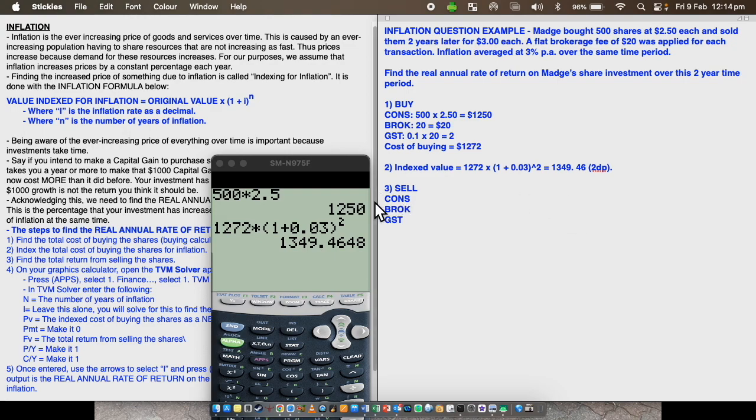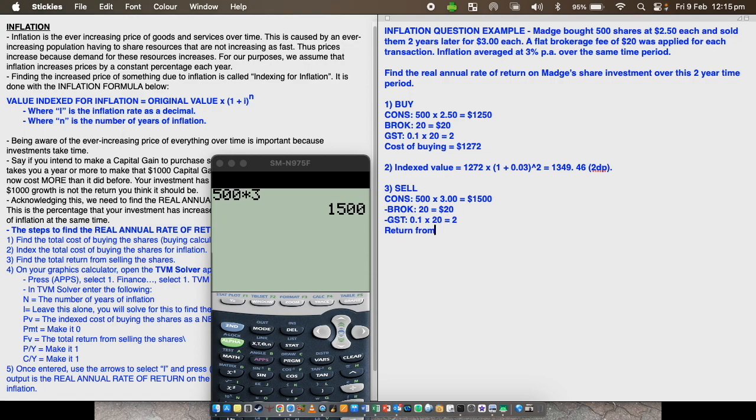Good. If you want to remind yourself, I was selling the 500 shares. What am I selling them for this time? $3. Be careful now. 1,500. Brokerage was 20 again. And GST is 0.1 times, don't keep digging yourself a hole, $2.